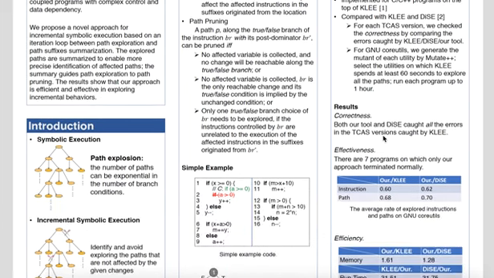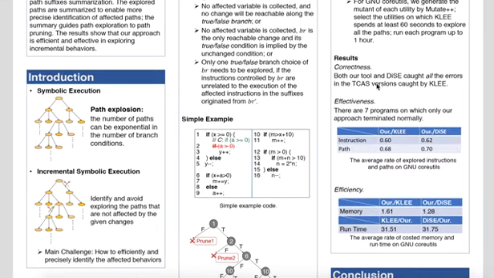To check the correctness of our approach and enhance the confidence in our implementation and experimental results, we checked whether our approach and DiSE can identify the errors in each TCAS version caught by KLEE. The answer is yes.